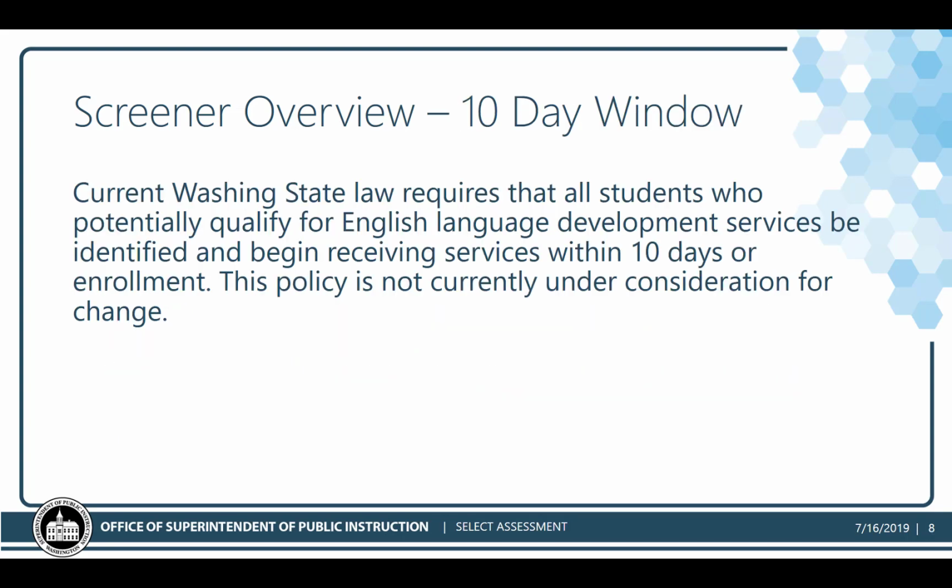Current Washington law requires that all students who potentially qualify for English Language Development Service be identified and begin receiving services within 10 days of enrollment. This policy is not currently under consideration for change. Districts can expect the 10-day window to remain consistent for the coming school year.